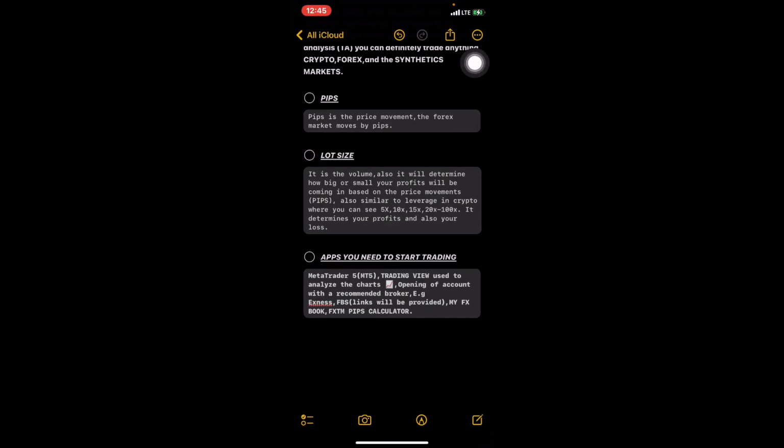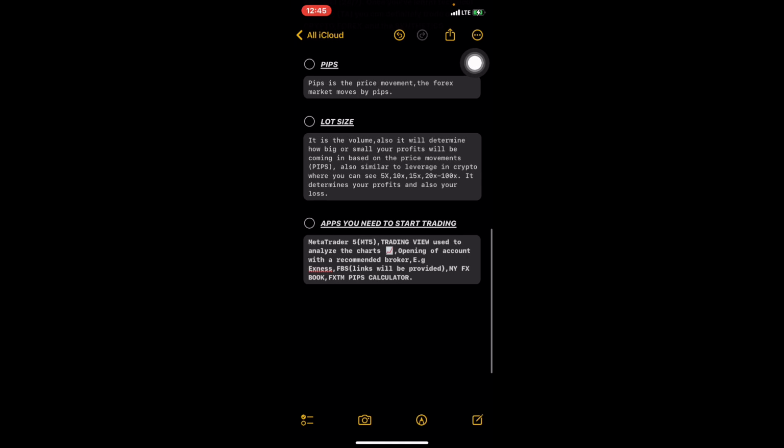Now, what is lot size? Lot size is the volume. After talking about pips, these are just basic forex terminologies you need to get used to, though you'll be hearing them more often, so they'll definitely sink in. So lot size is the volume.